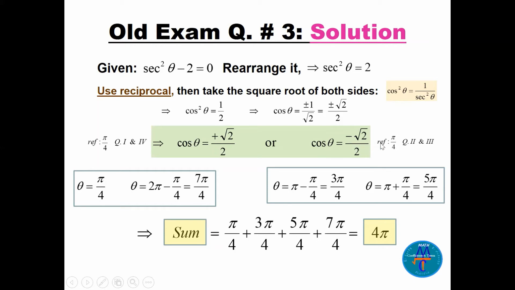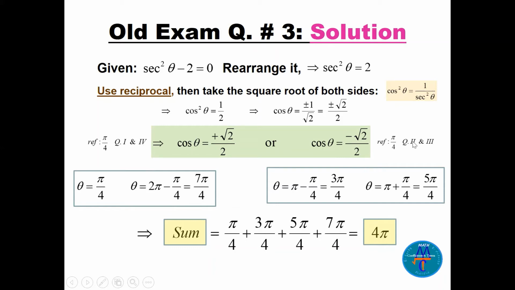So in each one, we have an angle. So let's see, in quadrant 1. Now look at the value here, the cosine of theta, square root of 2 over 2. Look at the value. It will give you the reference angle, pi over 4. So in quadrant 1, we write this angle, pi over 4. In quadrant 4, 2 pi minus pi over 4, which is 7 pi over 4.